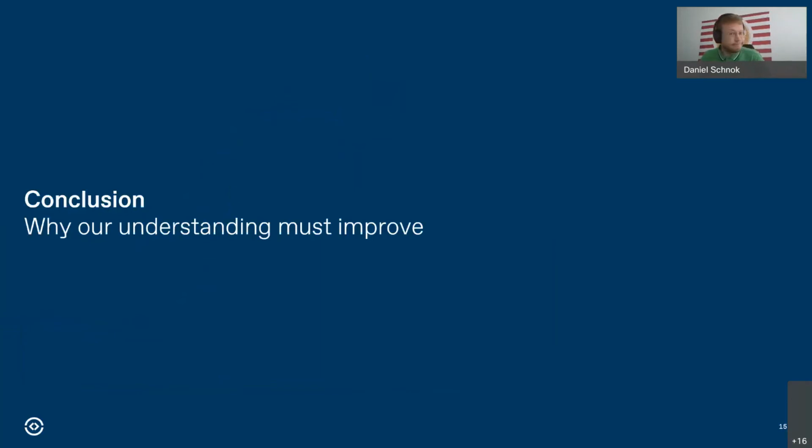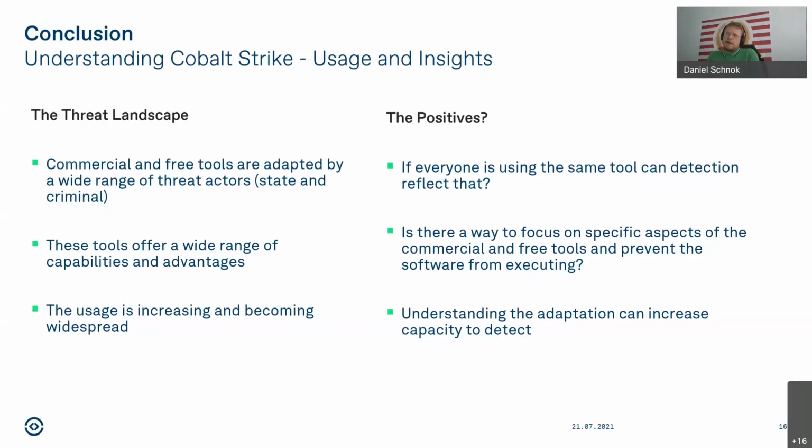And we come to the conclusion. That was quick. In general, if we look at the threat landscape, we recognize that commercial and free tools are adapted by a wide range of threat actors, state and criminal. We have everyone using this, not only in concentrated campaigns, but also in very interesting fringe cases that are very specific to certain exploit frameworks. State actors, if you remember, usually focus on more modified versions. Criminals use the whole deal because they know they can and they know they have the infrastructure to use it.